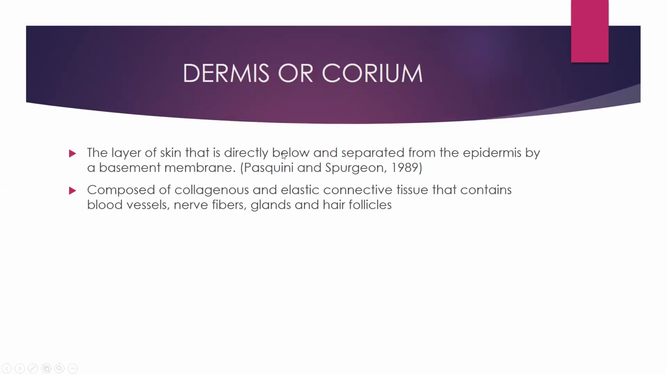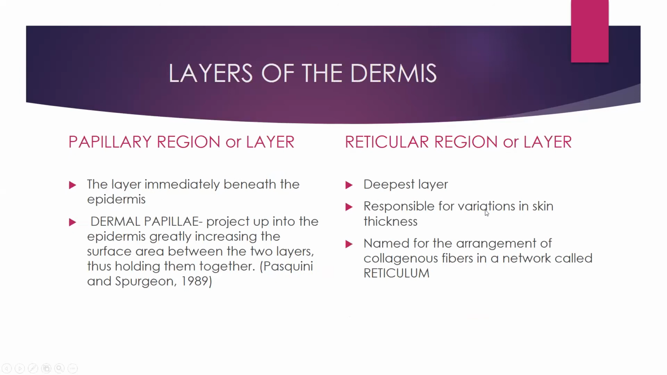Next, we have the dermis. This is the layer of the skin that is directly below and separated from the epidermis by a basement membrane. This is from Eisenberg and Spurgeon. And it's composed of collagenous and elastic connective tissues that contain blood vessels, nerve fibers, glands, and hair follicles.